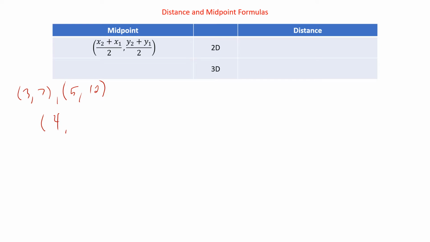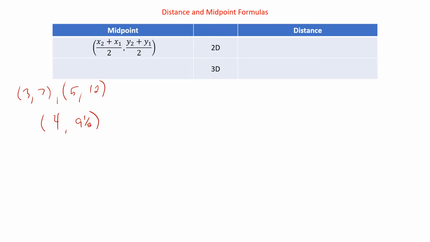And that should not be a surprise that 4 is halfway in between 3 and 5. When we have something like 7 and 12, it's a little bit more difficult. 7 plus 12 is 19, divided by 2 is going to be 19 halves, or 9 and a half, which is a little bit harder to just eyeball and know that, oh yeah, 9 and a half is right in between 7 and 12. That's why the formula works out.